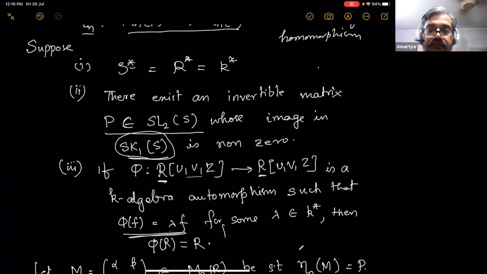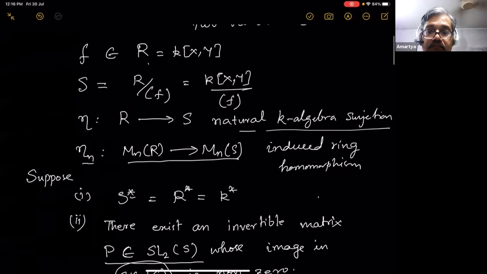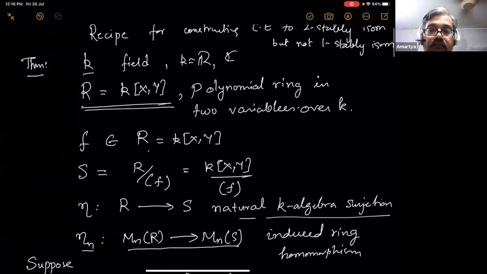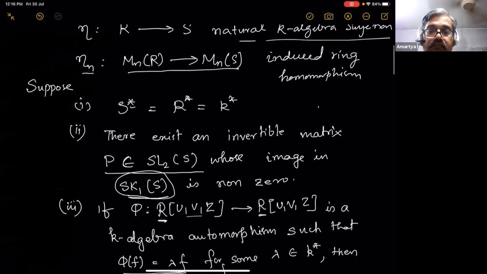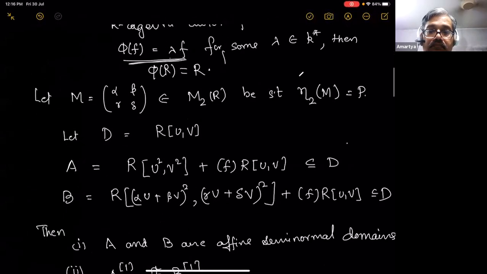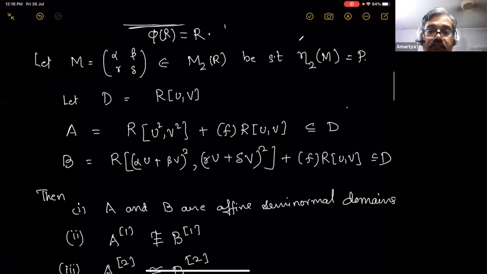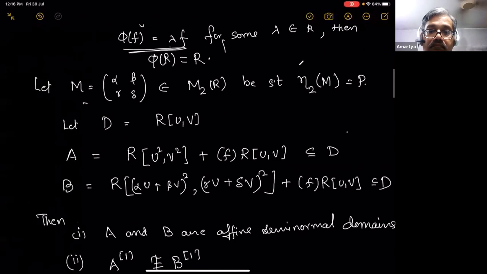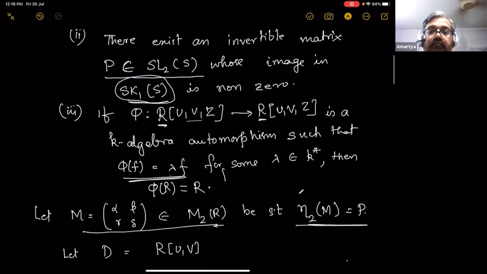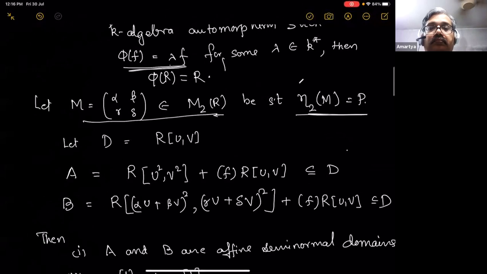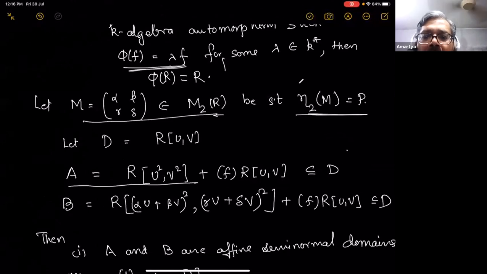So this F should be so special. If we can choose such an F in the polynomial ring K[X,Y], which satisfies these three properties, then we have these examples, and this is a construction of the example. So choose the matrix M in M2 of R such that its image is my P. So P is that chosen element. And then I construct this ring A. R is a polynomial ring K[X,Y], and then A is R[U square, V square, plus F times R UV], which is a subring of the ring D.